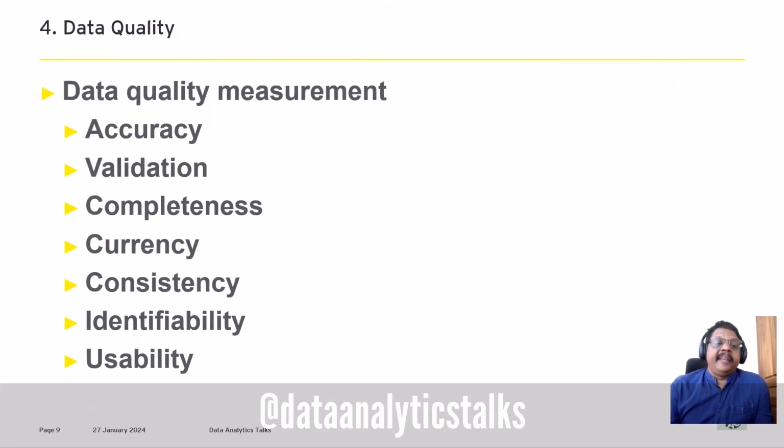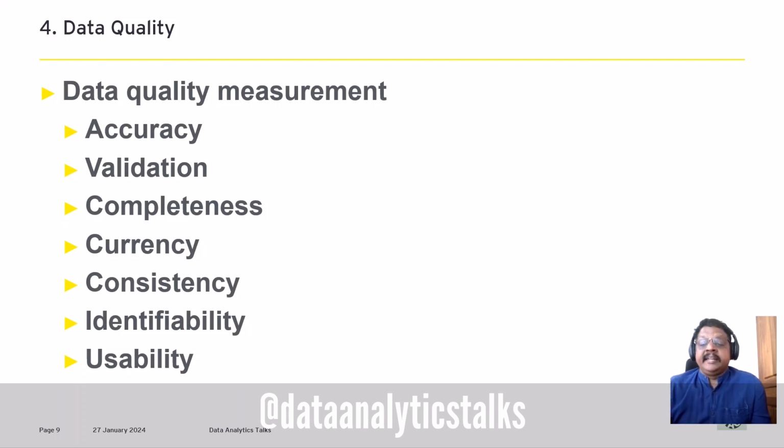The fourth data management principle is data quality. One of the main aspects of data management is data quality management. I don't think you have any doubt. If you find intolerable defects in your data set, that shows that the required data management practices are not in place. And I have already mentioned in the previous video, if you have defective, inconsistent data in your system, it can bring a lot of losses, including financial losses. So the data quality measures make sure of accuracy, validation, completeness, currency, consistency, identifiability, and usability.